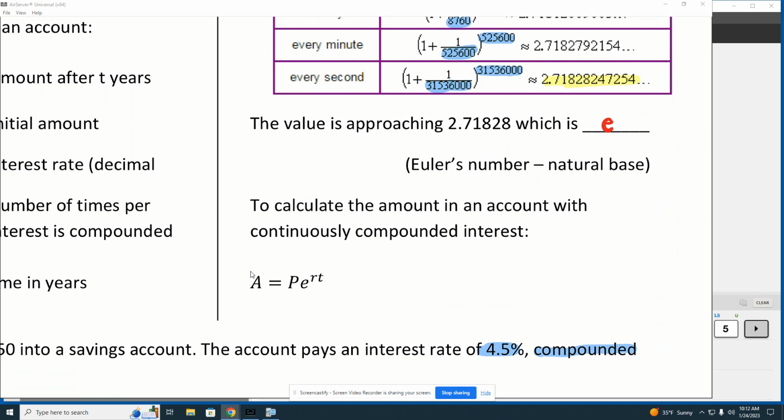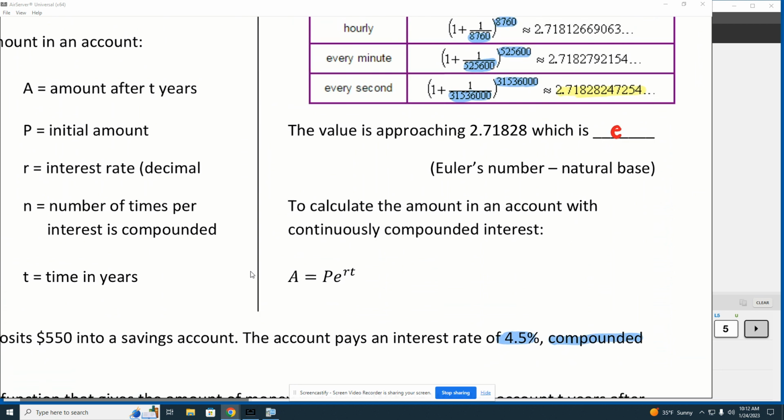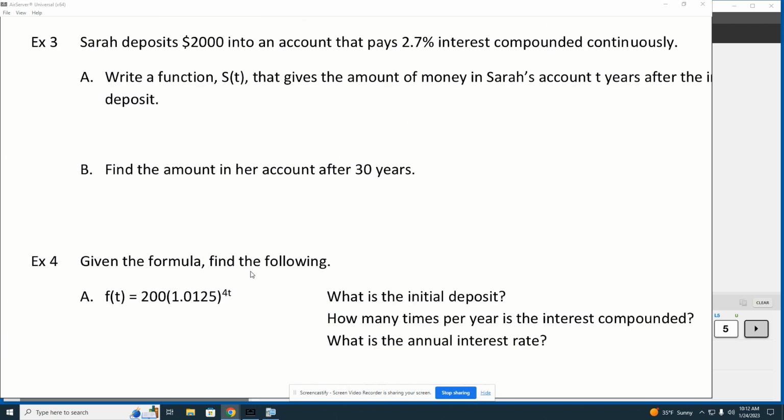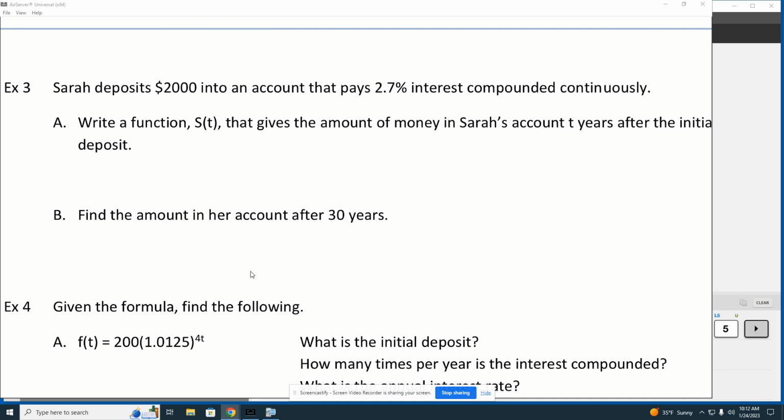PERT, right? P times E to the RT. That is the formula for what we call continuously compounded. So guys, when y'all are reading a question that wants you to do continuously compounded, it has to tell you. It's continuously compounded. It will have to use those very words. Okay? So you only use this formula if the problem says it's what? Continuously compounded.